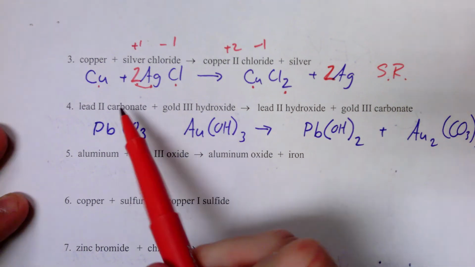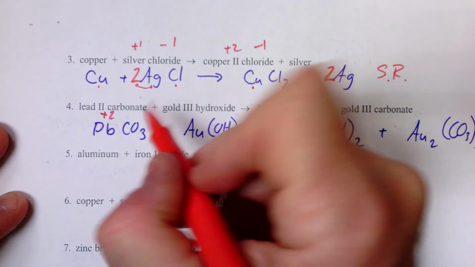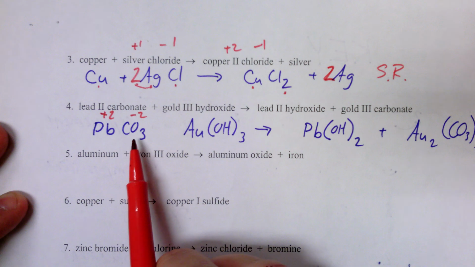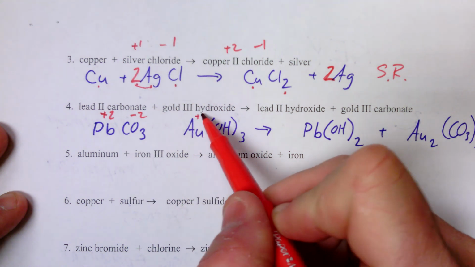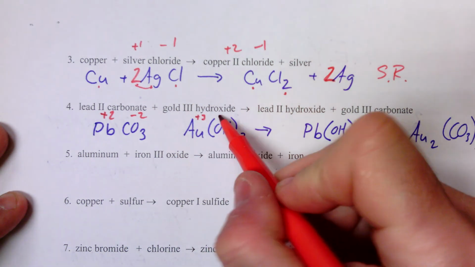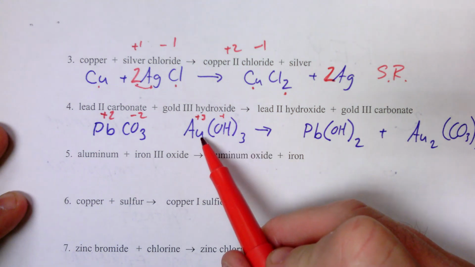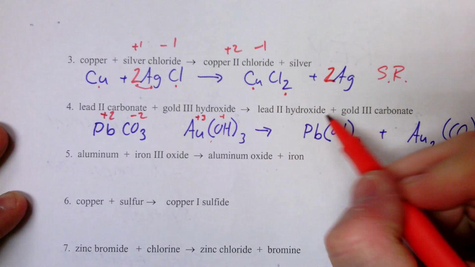All right, so here we've got lead 2 carbonate. That's telling us lead is a +2, carbonate is a -2, and carbonate is the CO3. That's the formula for the carbonate ion. We're told here this is gold that has a +3 and hydroxide's a -1. So when we cross and drop, it has to be Au, which is the symbol for gold, with a 3 down here because of the cross and drop.